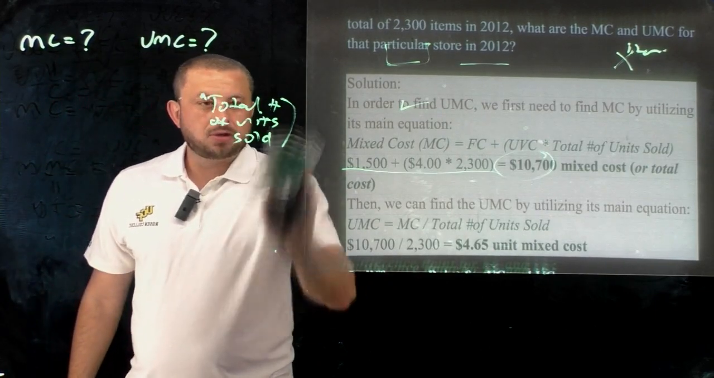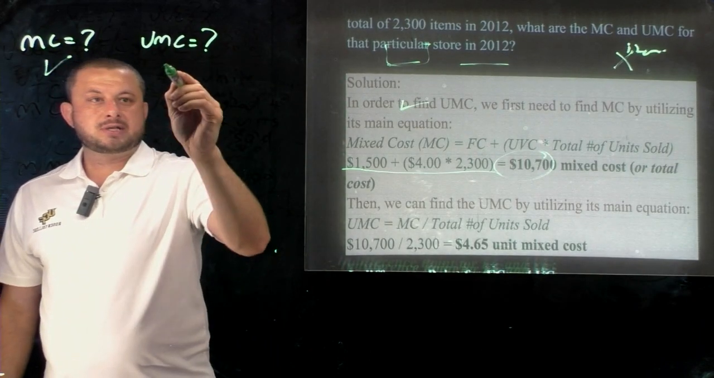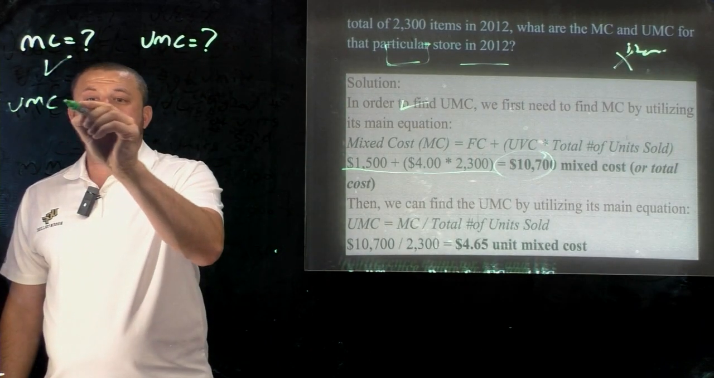Cool. How about the unit mixed cost? Do we know the equation? So we are done with the first question. Second question, do we know the equation for UMC, guys?